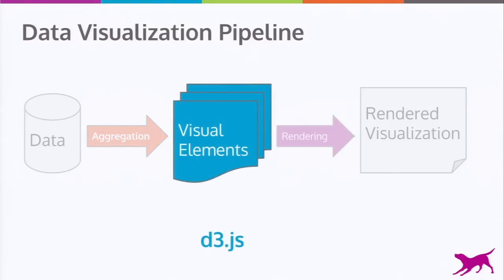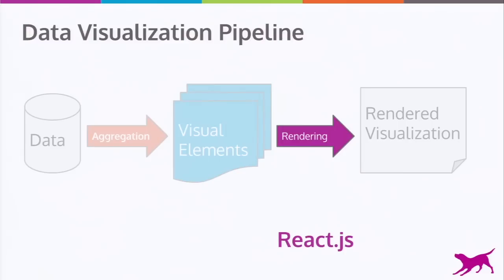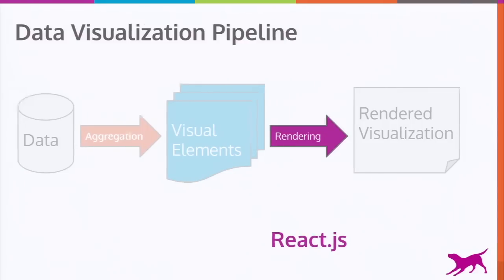Producing a set of visual elements from that aggregated data, which it turns out D3.js, a very popular visualization library, is really good at. That's really, I think, its primary function. And then rendering, which I think React.js is really good at. I've just had great experiences rendering with React.js. Maybe some of you haven't, but hopefully you have.